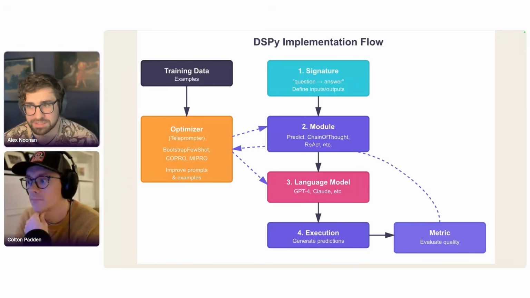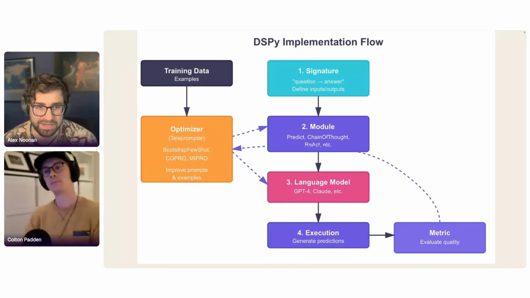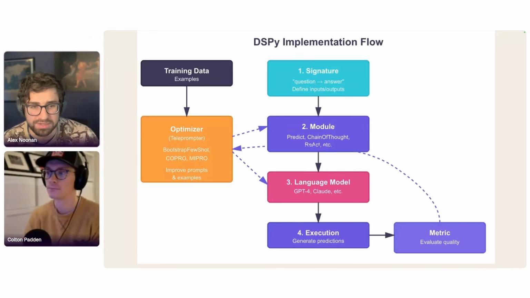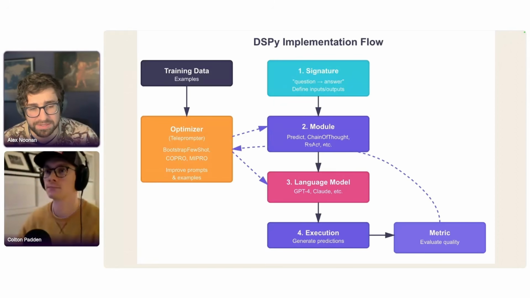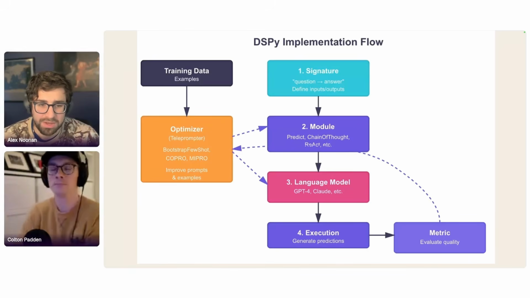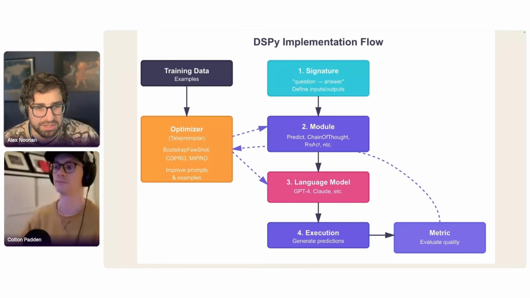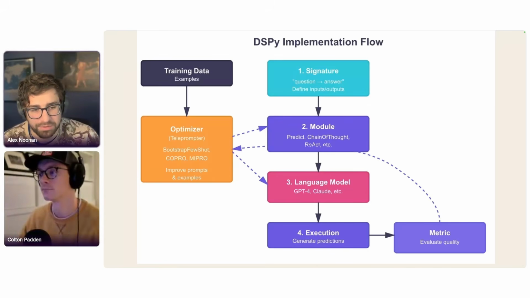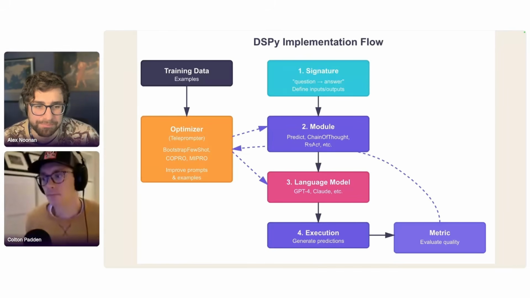The main abstractions in DSPy are the signature, which is the specification of input-output behavior, so question to answer, or context and question to answer. You define what a module should do without specifying how, and you can include type hints and descriptions for better prompting. Modules are the building blocks that wrap language model calls. The common modules are predict, where you're doing a basic prediction, chain of thought, which adds reasoning before answering, ReAct, which interweaves reasoning and actions, and program of thought, which generates and executes code.